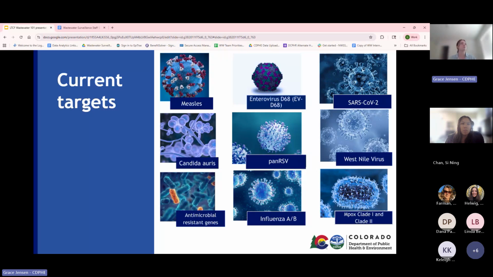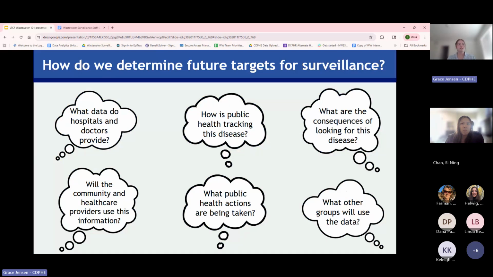So how do we determine the future targets for surveillance? We really want to look at what existing data is out there. What do hospitals and doctors already provide? How is public health tracking this disease already? And what are the consequences of looking for this disease, or the non-consequences, right? We wouldn't want to add something to our repertoire that might be redundant data.